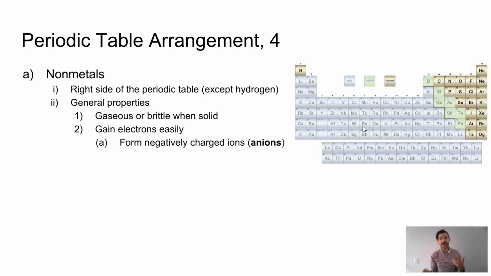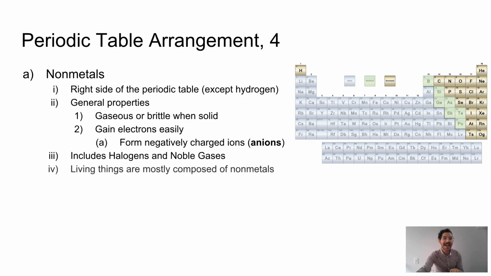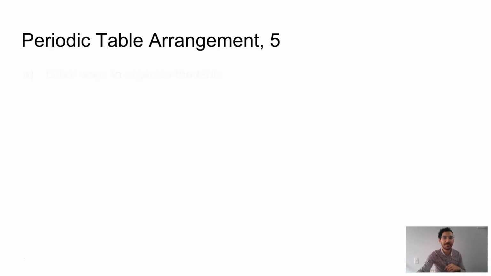Nonmetals like to gain electrons, and when they do, they're going to form negatively charged ions, which we call anions. Like it's a negative ion. A negative ion, that's cute. And so our nonmetals include our friends, the halogens and the noble gases. And most living things, like myself and maybe you, if you are not a robot, are made of nonmetals. That's fun. A lot of hydrogen and carbon.